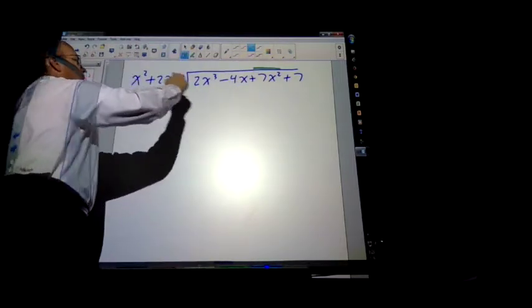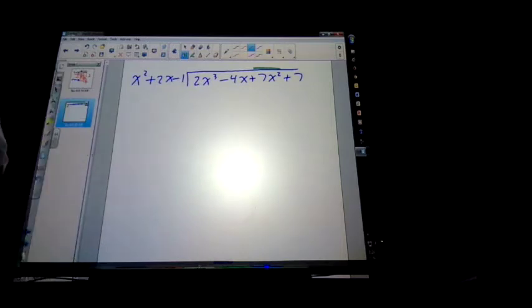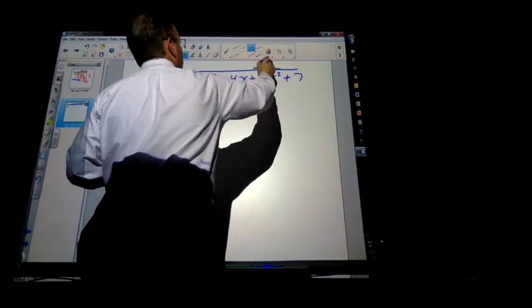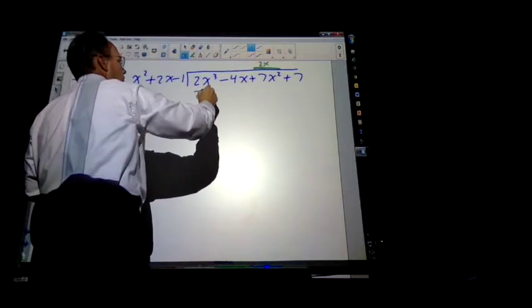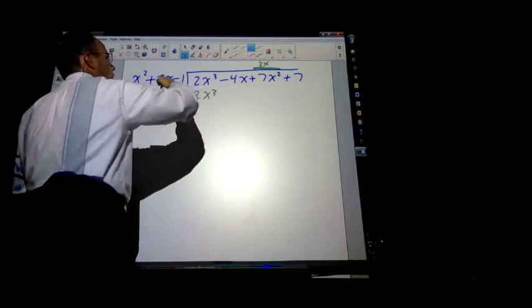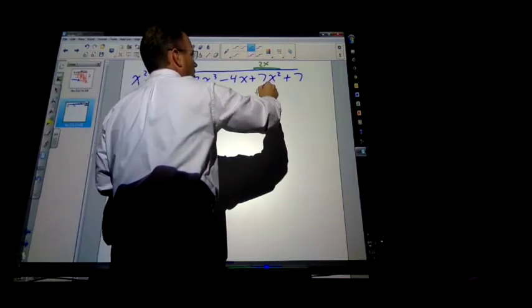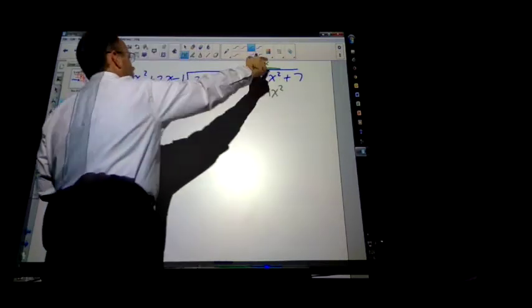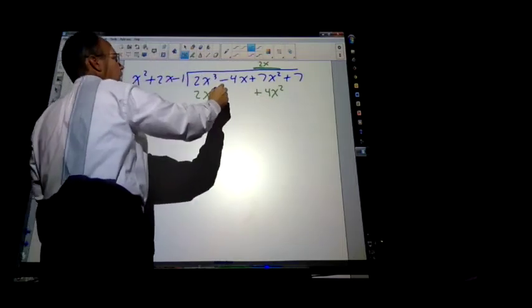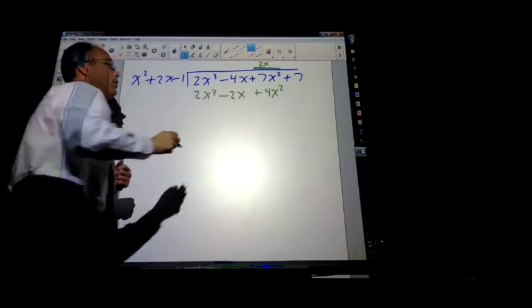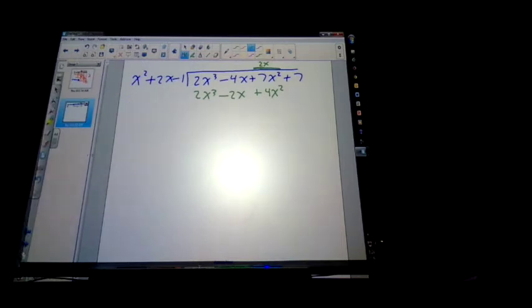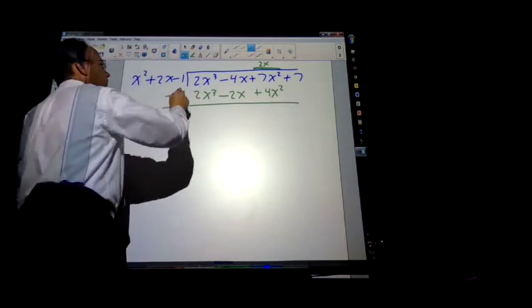So what times x squared gives me 2x to the third? 2x, okay? So 2x times x squared is 2x to the third. 2x times 2x is 4x squared. So I'm going to actually put that right under here. And then 2x times negative 1 is going to give me negative 2x. Notice I kind of put it out of order, but I made it so I could line it up with what is right above it. Okay? I'm going to subtract these now.